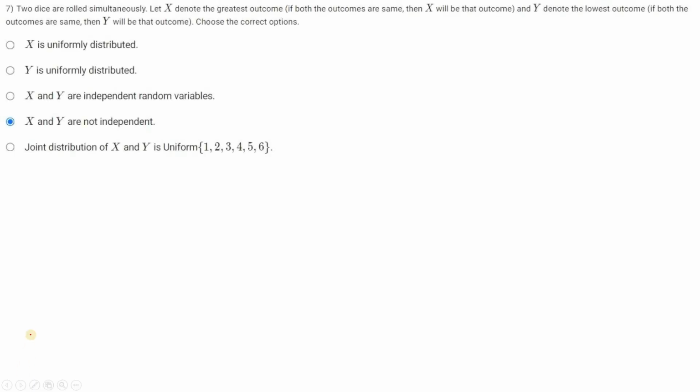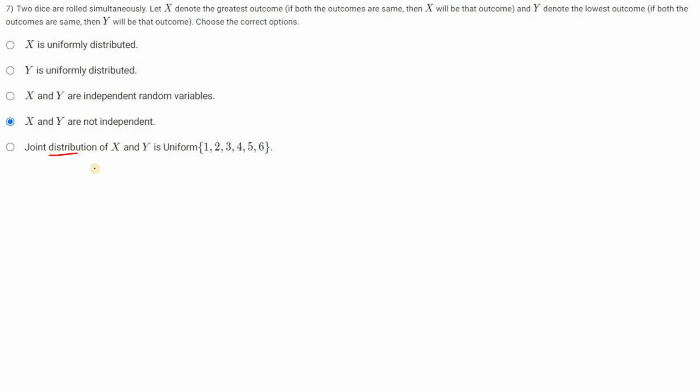Again, next question. Two dice are rolled simultaneously. Let x denote the greatest outcome. If both outcomes are the same, then x will take that outcome, and y denotes the lowest outcome. If both outcomes are the same, then y will take that outcome. Choose the correct option. Okay, so they have asked us to find out whether these are uniformly distributed or whether they are independent, and they have also asked us to find out the joint distribution of x and y.